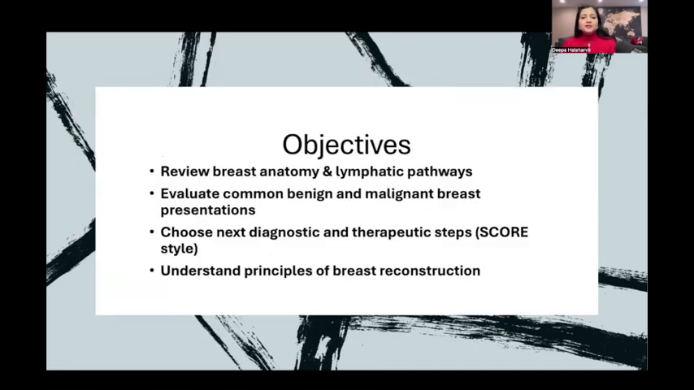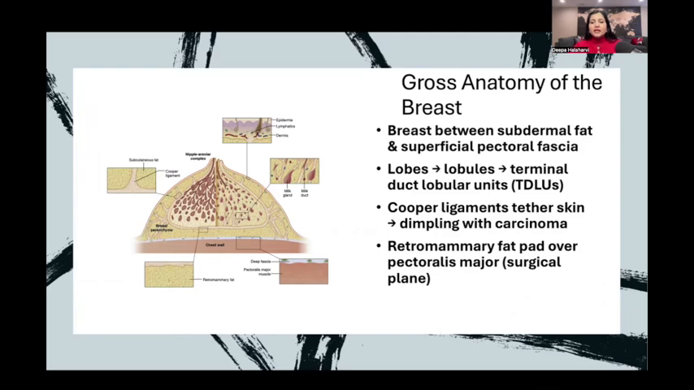So the main objectives are reviewing breast anatomy and lymphatic pathways, evaluating common benign and malignant breast presentations, and choosing the diagnostic and therapeutic steps. I actually took a step further and incorporated some SCORE questions. One of the residents was kind enough to give me some of the SCORE questions, so I have incorporated that into this PowerPoint and the video, and hopefully that will help you. And then understanding the principles of breast reconstruction. Let's get started with gross anatomy.